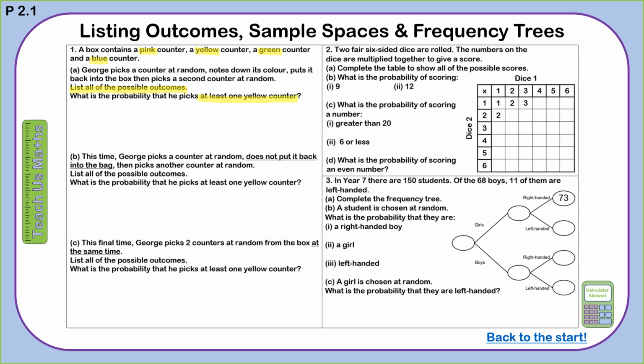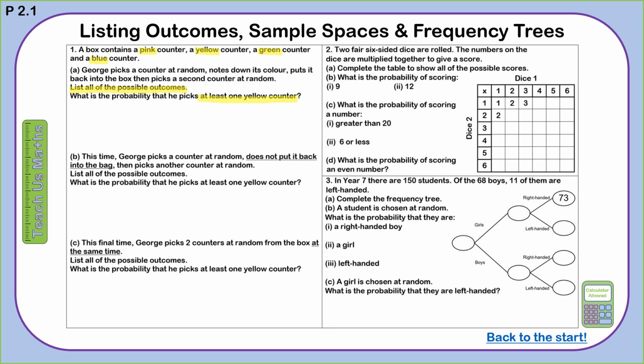So let's start by trying to visualise what is going on. George has got a box with a pink, a yellow, a green and a blue counter in it. He picks one counter out of the box. This is the first event. He looks at it, notes down its colour and puts it back into the box. Now, if this was the only event that occurred, we could work out the probability of each outcome, as there are a total of 4 counters and each different colour counter appears once. Then the probability of picking each colour would be 1/4.